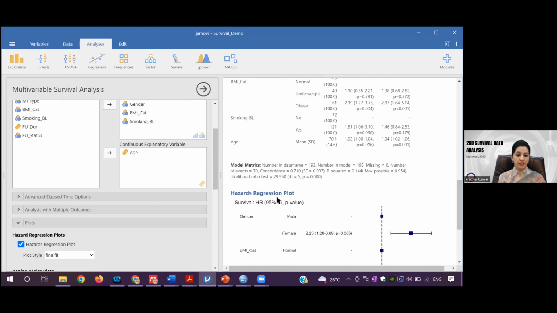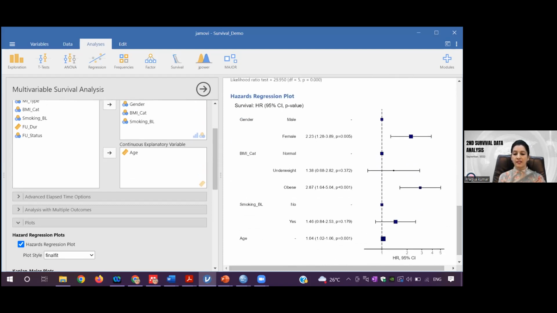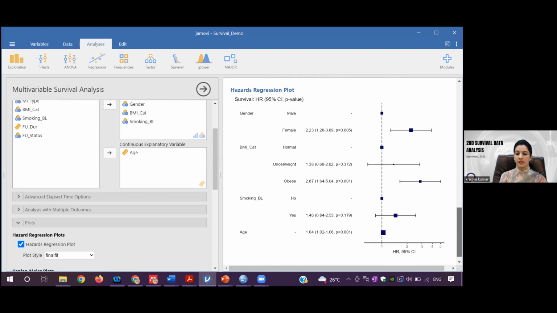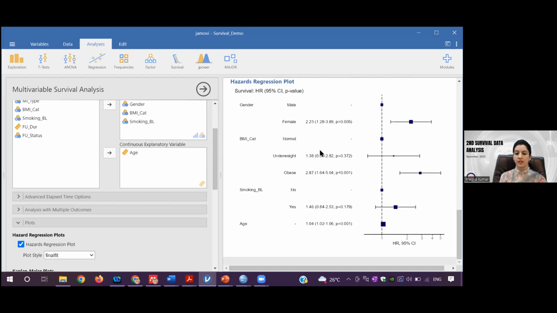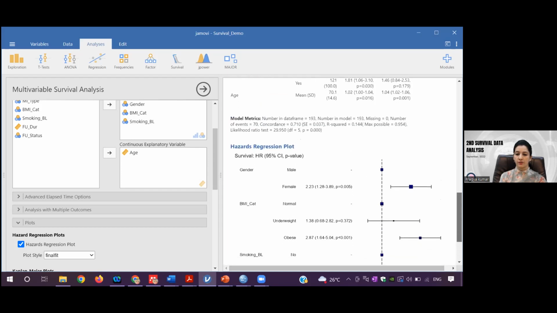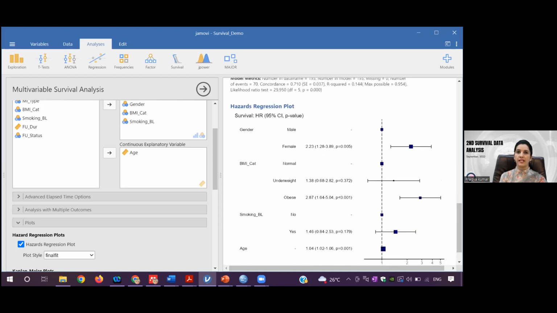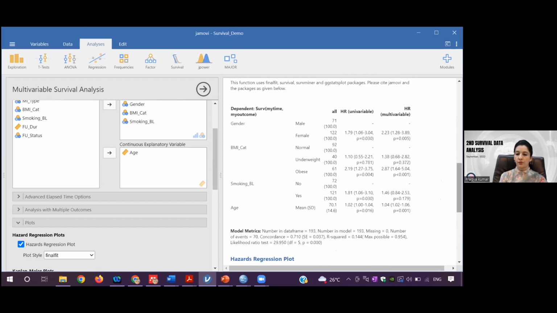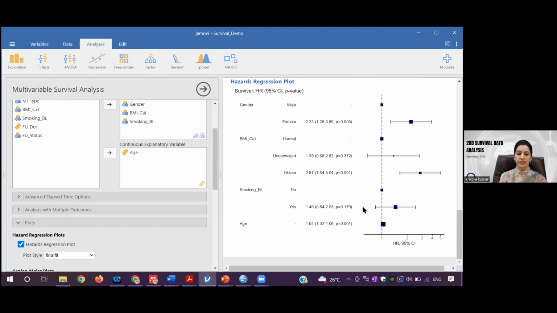And this hazard plot is one beautiful plot, and you will see these days many articles report this diagram as the adjusted hazard. You can see it is for the age, for the smoking, for the obesity, and for the gender. So this picture you can paste instead of a table. If you don't want to give this table, you can give this picture also.